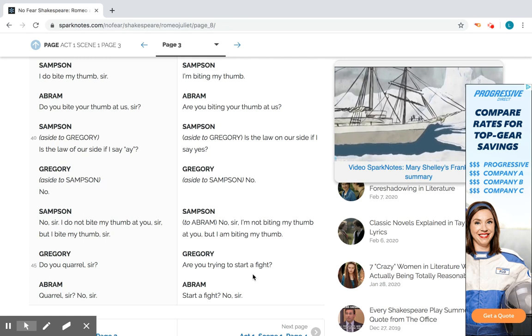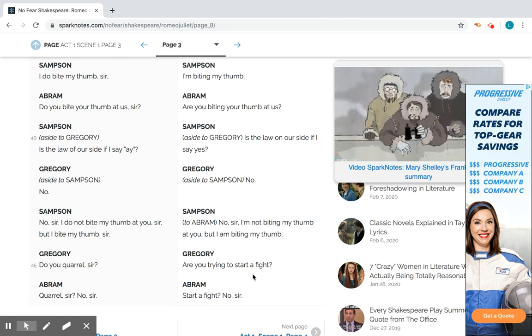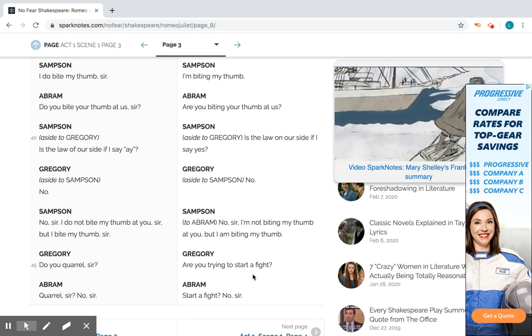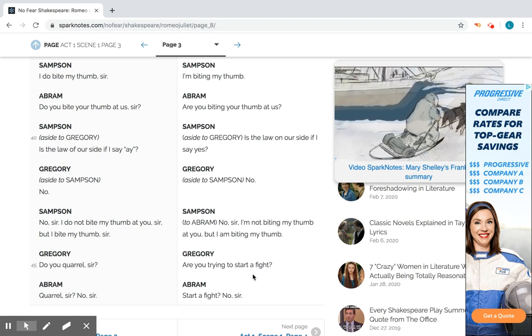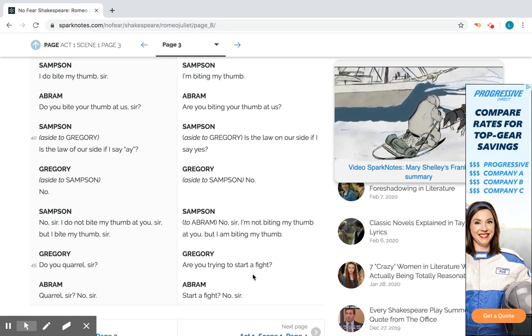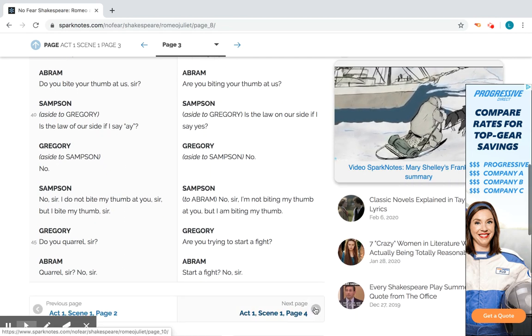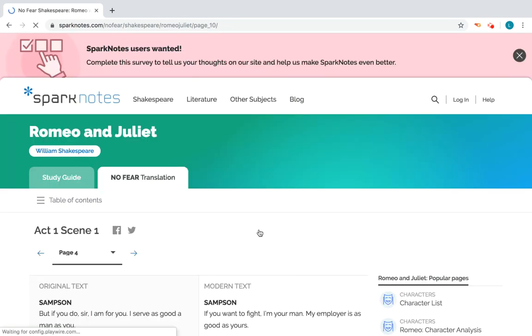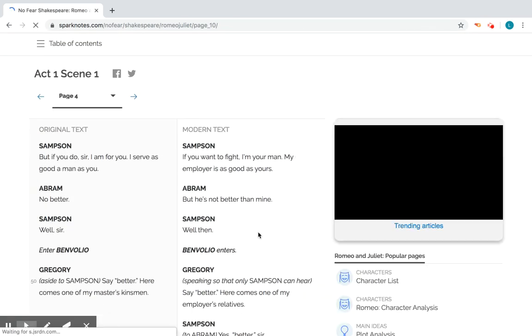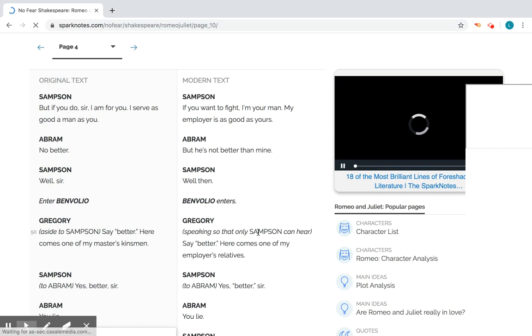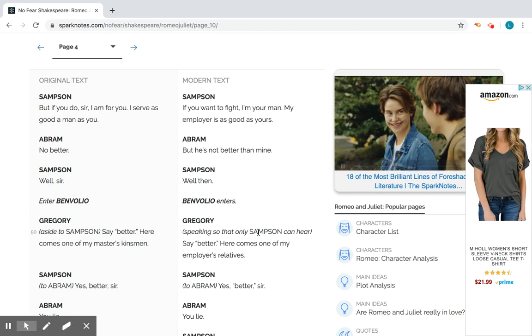No. All right, so here we have the Capulets biting their thumb, a sign of disrespect toward the Montagues. And so we have Gregory and Samson, who are kind of getting into it with Balthasar and Abram. And Gregory, the Capulet, says, "Are you trying to start a fight?" And Abram says, "No, I am not." And so continuing on here, Samson and Abram kind of keep going, and it leads to a pretty stupid fight.